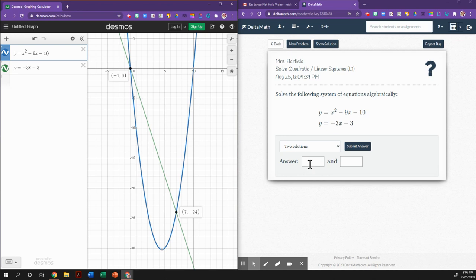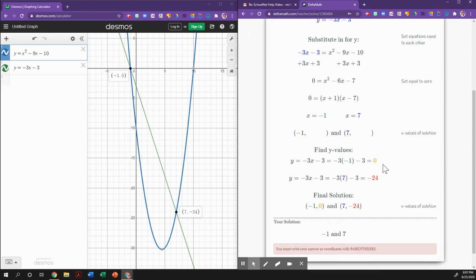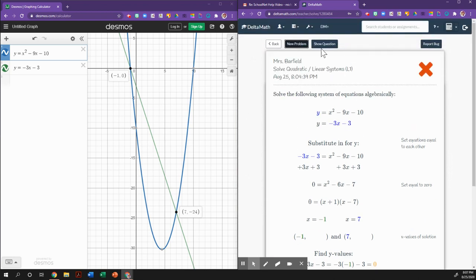So we have 2 solutions, and those solutions occur where the value of x is negative 1 and 7. So those are our solutions, and then I'm going to click submit. Delta Math actually wants us to type in the point, with parentheses, which is fine.